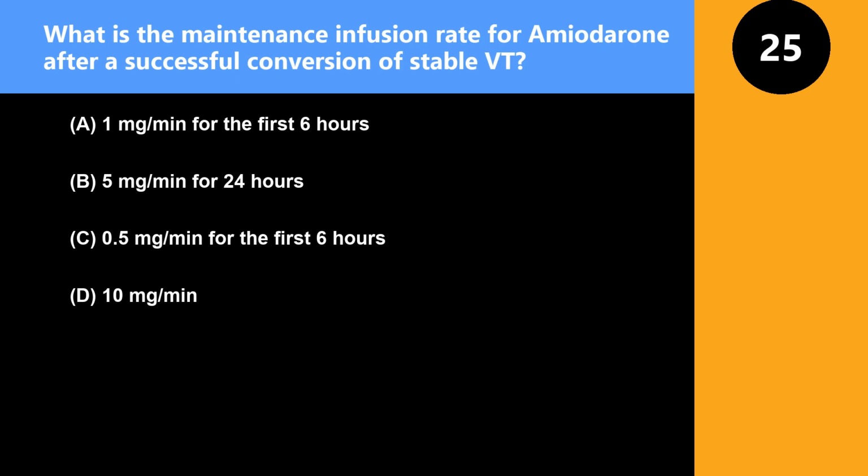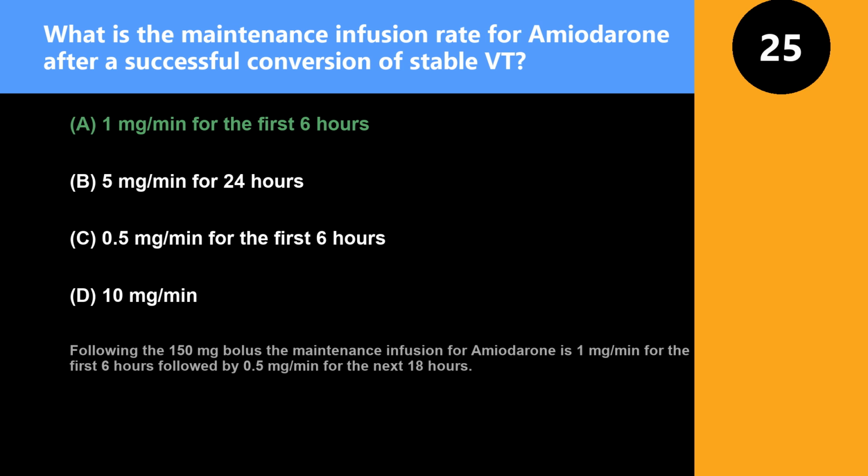Question 25. What is the maintenance infusion rate for amiodarone after a successful conversion of stable VT? Option A, 1 mg per minute for the first 6 hours. Option B, 5 mg per minute for 24 hours. Option C, 0.5 mg per minute for the first 6 hours. Option D, 10 mg per minute. The correct answer is option A, 1 mg per minute for the first 6 hours. Following the 150 mg bolus, the maintenance infusion for amiodarone is 1 mg per minute for the first 6 hours, followed by 0.5 mg per minute for the next 18 hours.